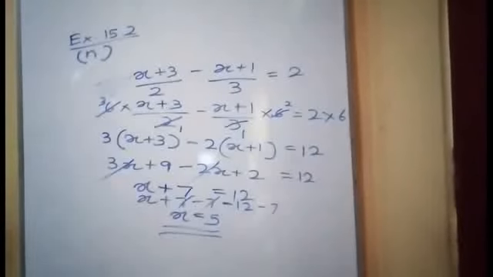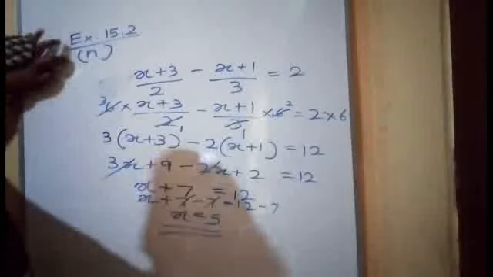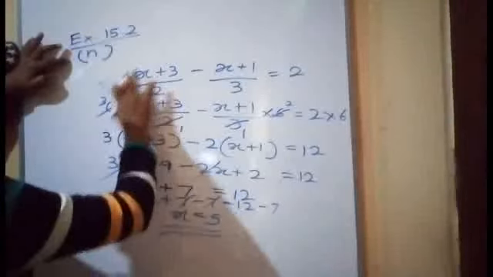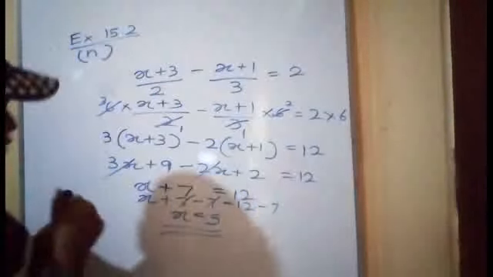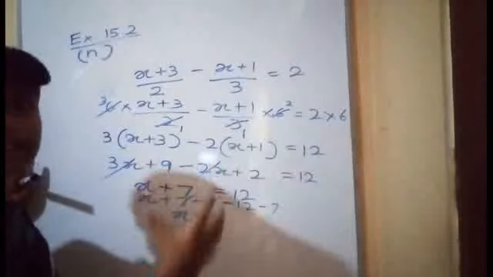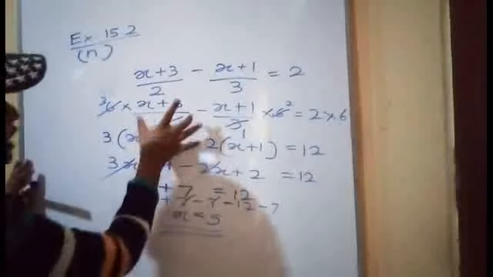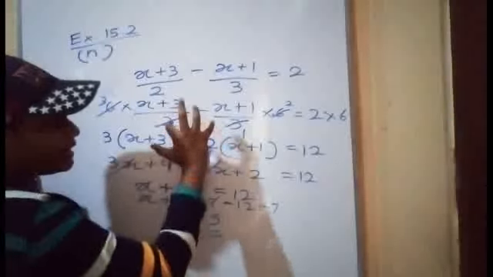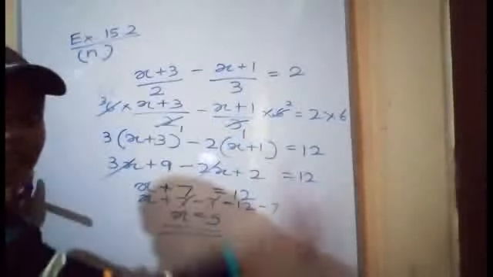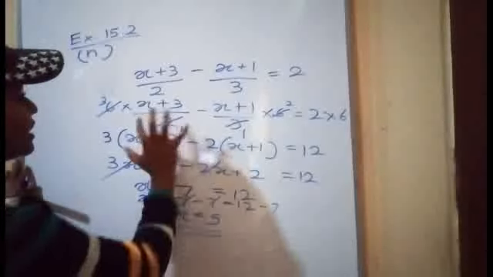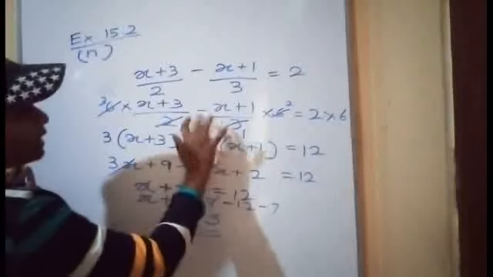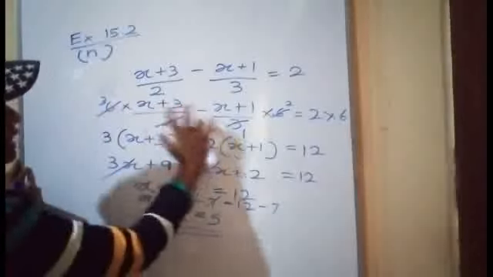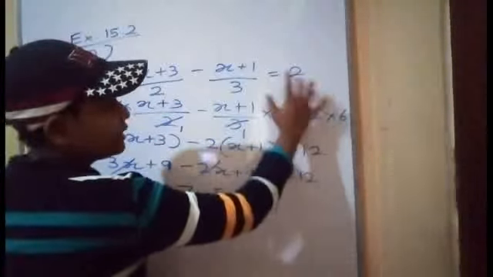This is exercise 15.2, the last question. That means the last one: (x plus 3) divided by 2 subtract (x plus 1) divided by 3 equals 2. And as I said in the last example, the denominators are different. We want to find the highest common factor. So the highest common factor is 6. So for (x plus 3) divided by 2, both sides multiply by 6, and this one also multiply by 6.